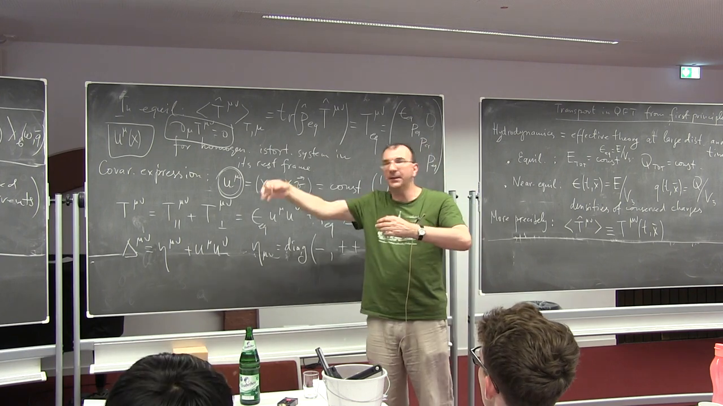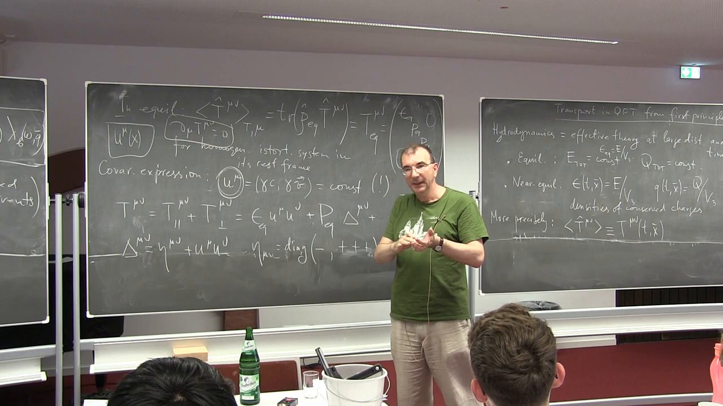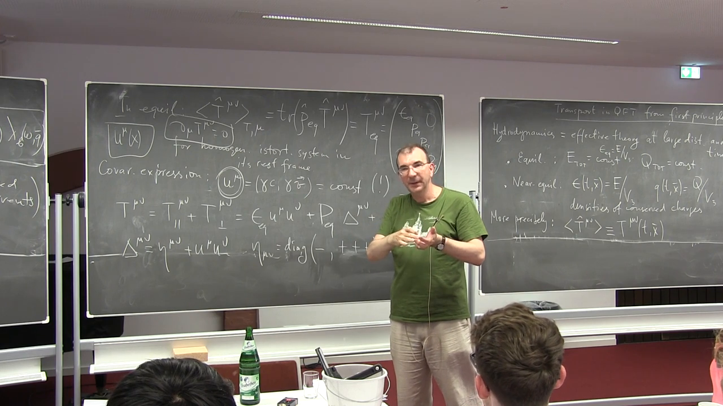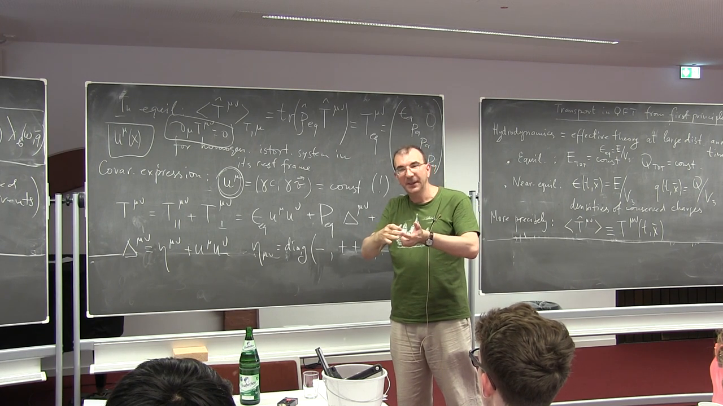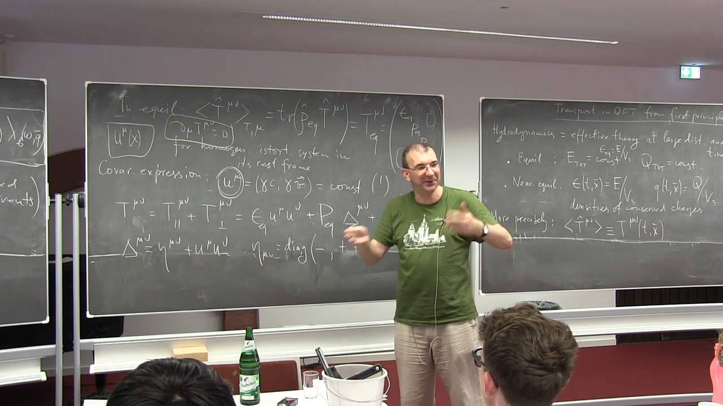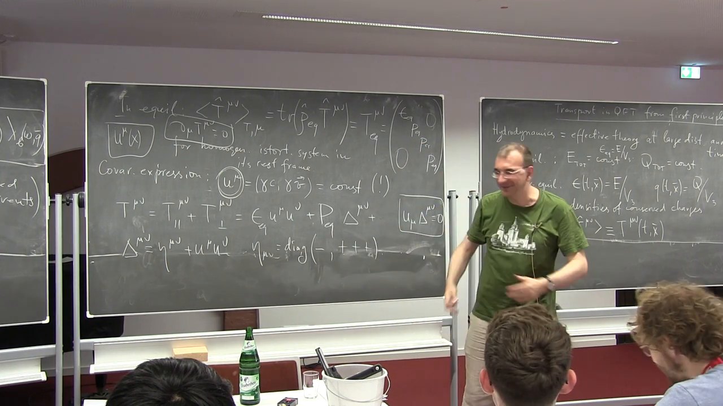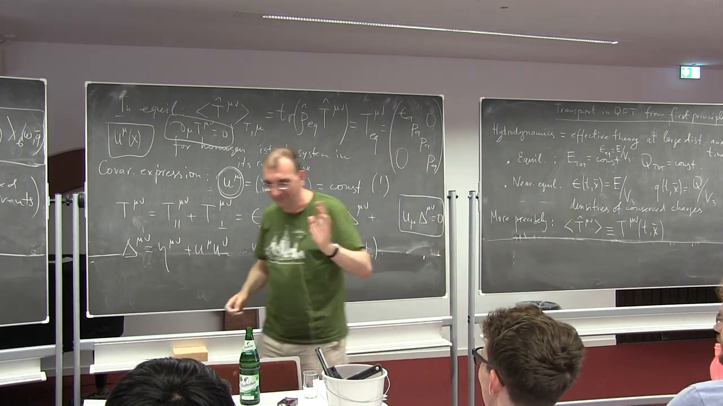Depending on how many derivatives you will have in this tail, you will get the Euler equation, the next order you will get Navier-Stokes, the next order you get Burnett equations, and then the next order nobody named equations, so if you want you can write them down, they will be named after you. Okay, but let's do it tomorrow.